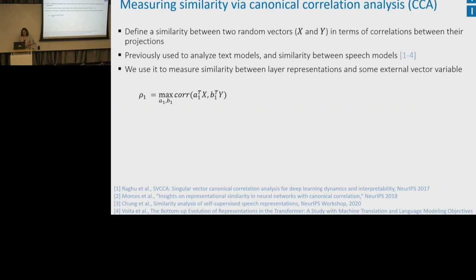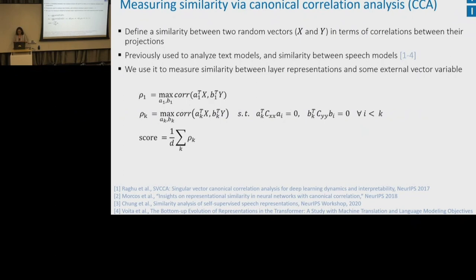Okay, so just to be concrete, I'll define CCA. We're going to compute a set of correlations for different projections of these vectors. So the first one, rho one, will be the maximal correlation between any pair of projections of the two vector variables onto some vectors a1, b1. And then subsequent correlations will maximize the same quantity subject to subsequent projections being uncorrelated with each other. And then we'll define a final score as an average correlation over all of these projections.